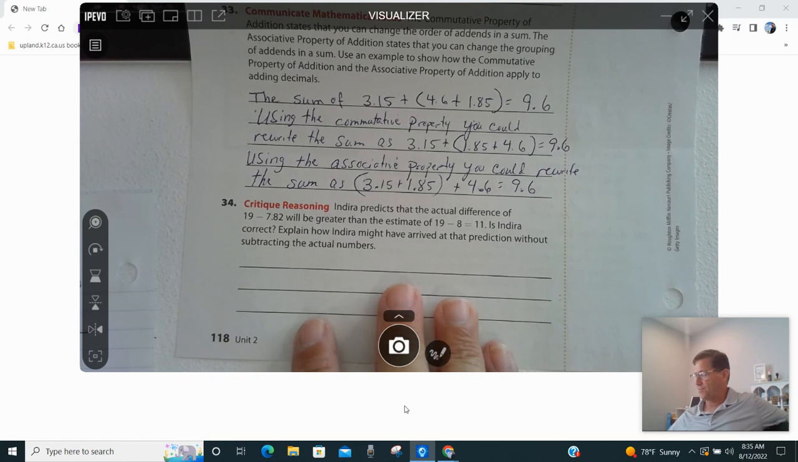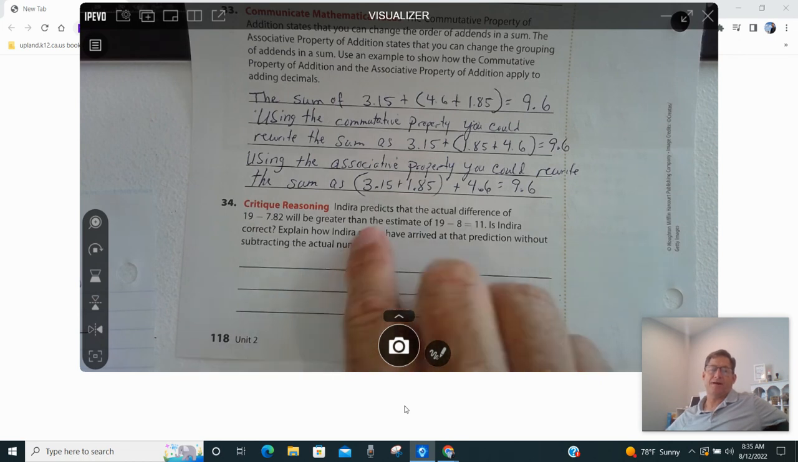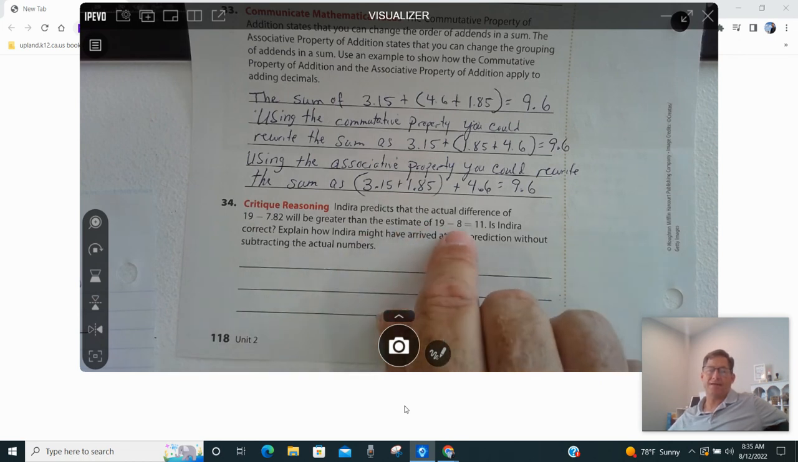All right, and 34. Indira predicts that the actual difference of 19 minus 7 and 82 hundredths will be greater than the estimate of 19 minus 8. Is she correct? Yeah, she's right, because if you estimate that, you're making the number that you're subtracting greater.